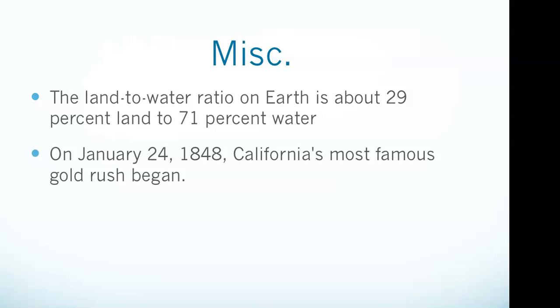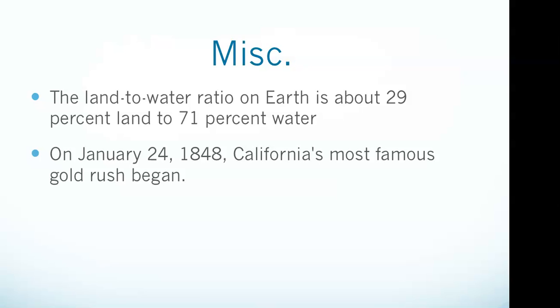And then finally, on January 24th, 1848, California's most famous gold rush began. This quickly led to worldwide immigration to California following the discovery of gold. The growth of the state, as well as the city of San Francisco, followed.